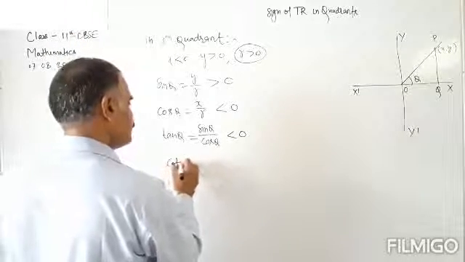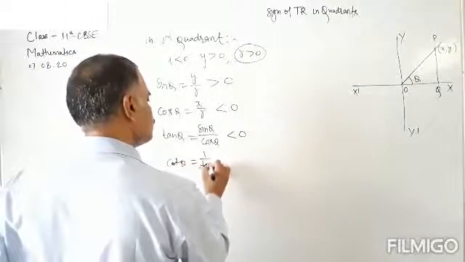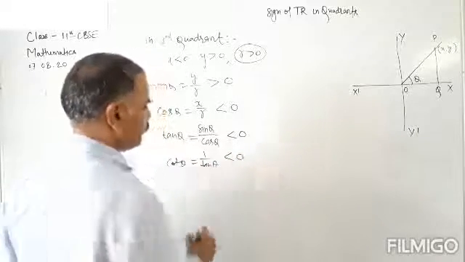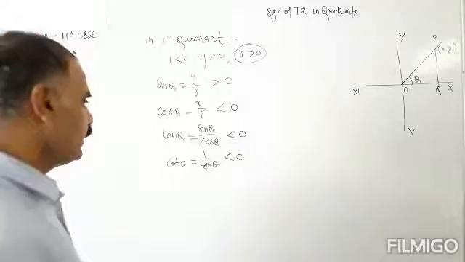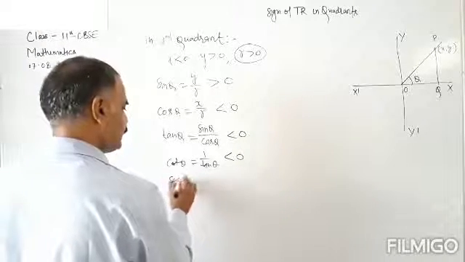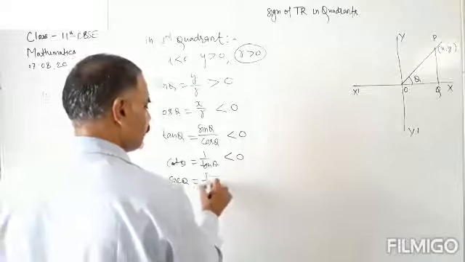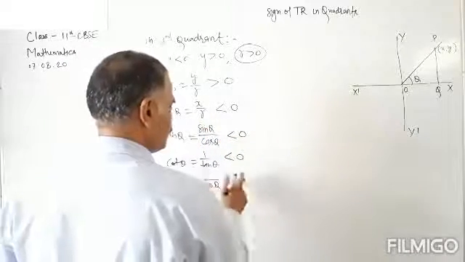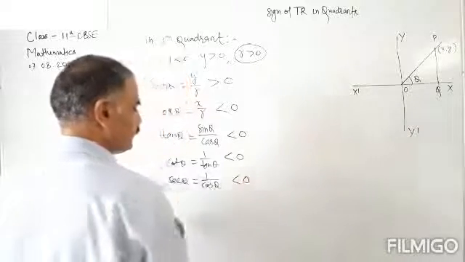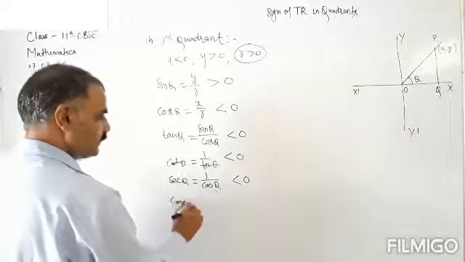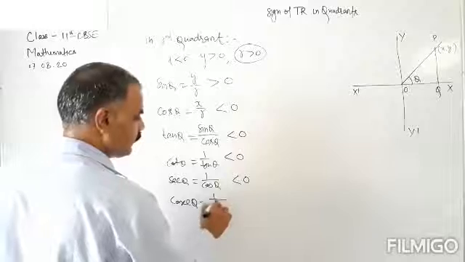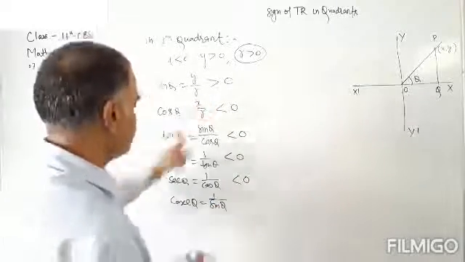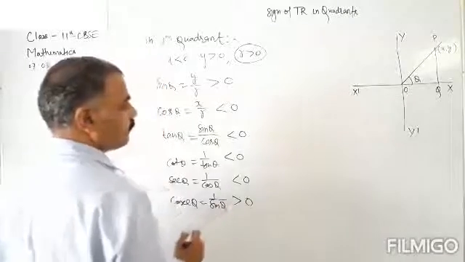Okay, so tan theta is less than 0. Since cot theta is the reciprocal of tan theta and tan theta is less than 0, that is why cot theta is also less than 0. Sec theta is the reciprocal of cos theta, and cos theta is negative, that is why sec theta is also negative. And the last one is cosec theta. Cosec theta is the reciprocal of sin theta, and sin theta is positive, that is why cosec theta is positive.